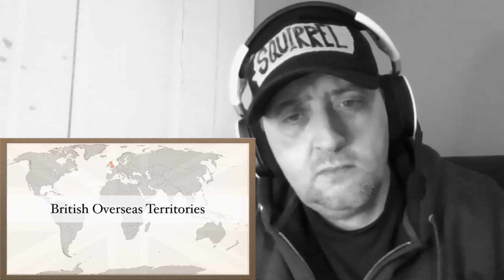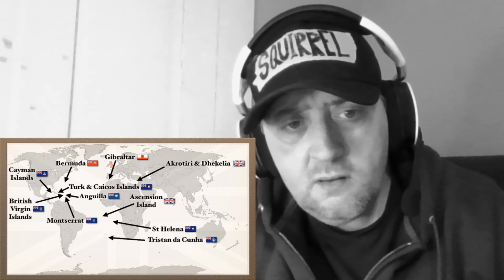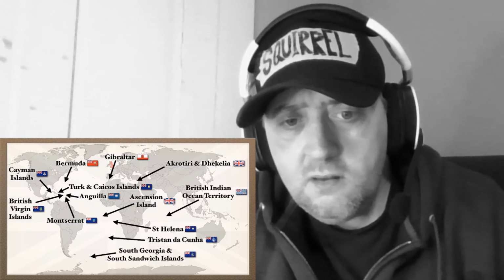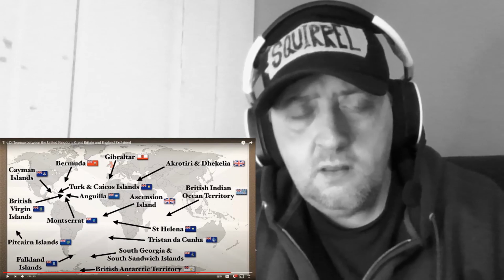The Crown colonies are, in decreasing order of population, Bermuda, the Cayman Islands, the Turks and Caicos Islands, Gibraltar, the British Virgin Islands, Akrotiri and Dhekelia, Anguilla, St. Helena, the Ascension Islands, Tristan da Cunha, Montserrat, the British Indian Ocean Territory, the South Georgia and South Sandwich Islands, the Falkland Islands, the British Antarctic Territory, and the Pitcairn Islands.